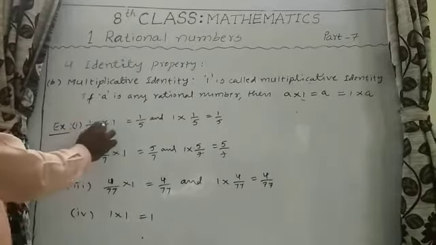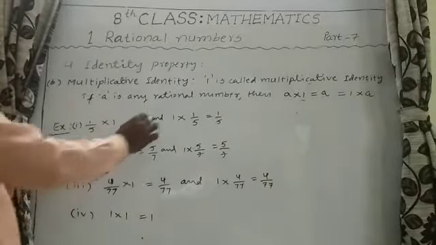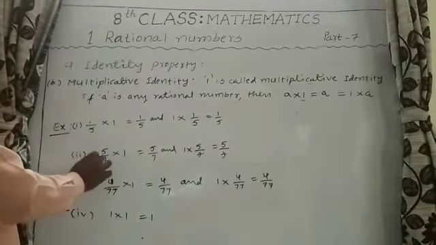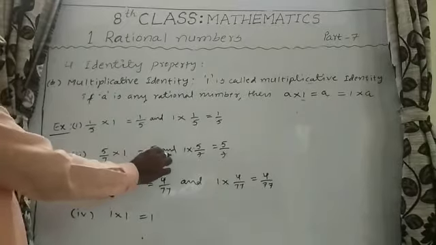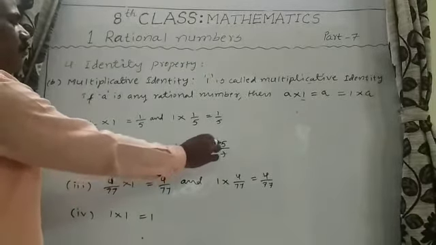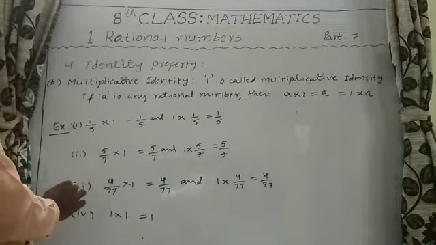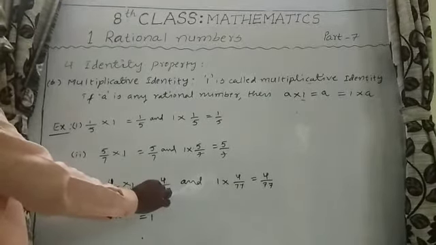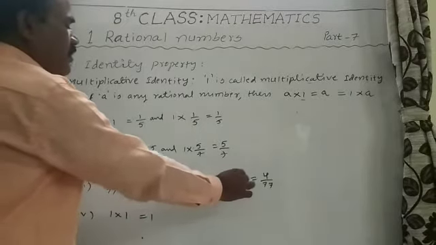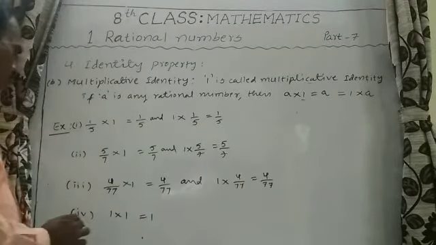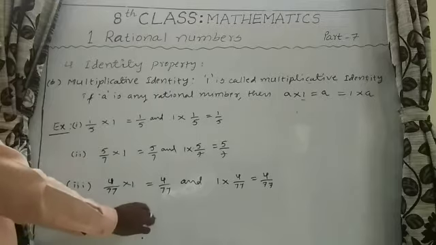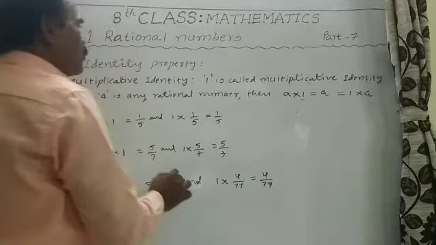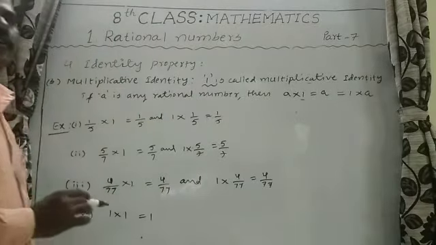Example, 1/5 into 1 is equal to 1/5 and 1 into 1/5 is equal to 1/5. Second one, 5/7 into 1 is equal to 5/7 and 1 into 5/7 is equal to 5/7. Third one, 4/77 into 1 is equal to 4/77 and 1 into 4/77 is equal to 4/77. Fourth example, 1 into 1 is equal to 1. Multiply with 1 will get the same number. So 1 is known as the multiplicative identity.